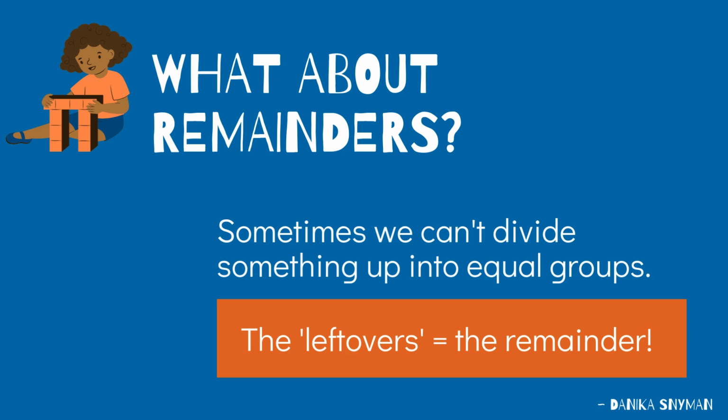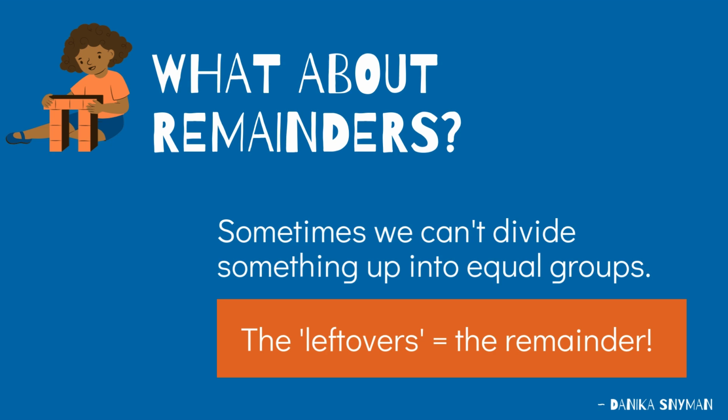What about remainders? Sometimes we cannot make equal groups. For instance, say we say 15 divided by 4, there will be some extra. So then we have some leftovers. We can call these leftovers remainders.